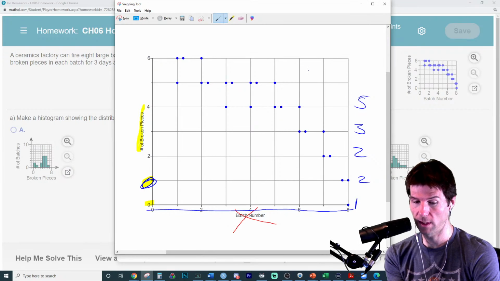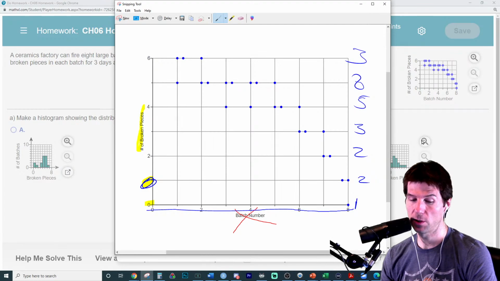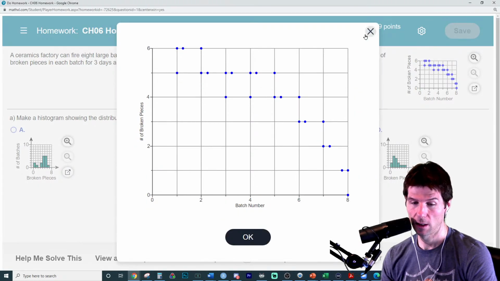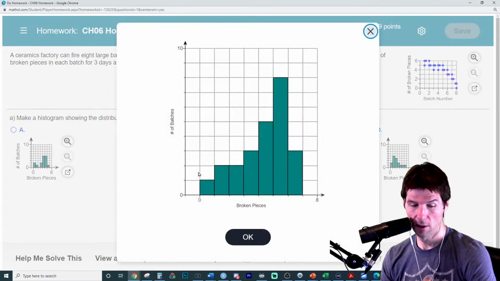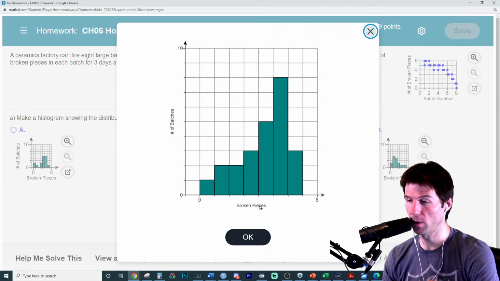There's 1, 2, that's 8. That's a lot. And then there's 3 here. Now this pattern of 1, 2, 2, 3, 5, 8, 3 is going to be right here. 1, 2, 2, 3, 5, 8, 3. And these are the number of broken pieces.